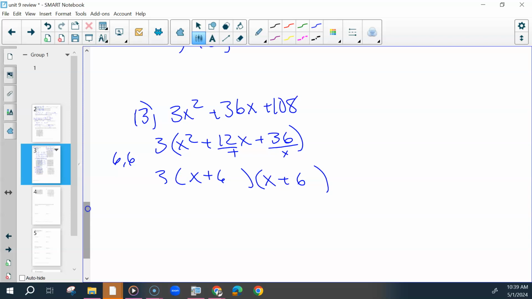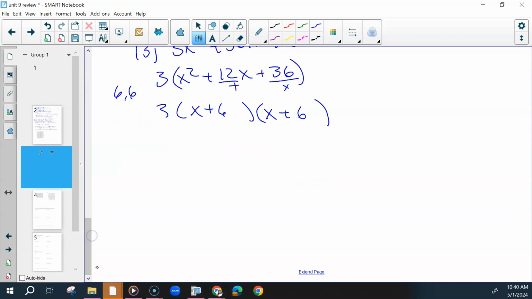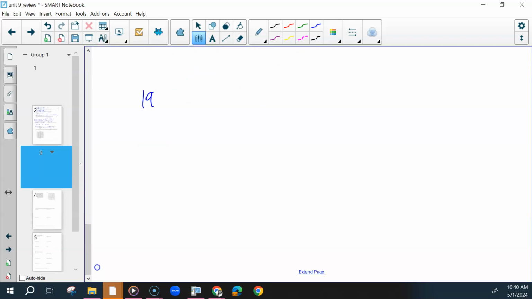Questions in 9.6? In 9.6, because this is our A is greater than 1, look for a GCF first. This one doesn't have one. Then multiply 3 and 4. Find two numbers that multiply to be 12 that would add or subtract to be negative 8.